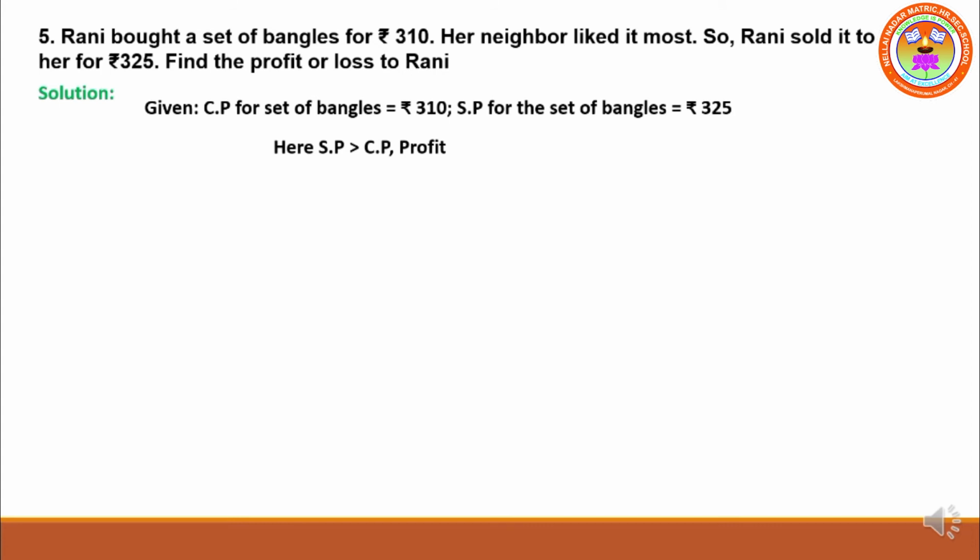So what is the formula for profit? Profit is equal to SP minus CP. Now substitute the values of SP and CP in the formula. That is equal to 325 rupees minus 310. So when I subtract these two values, the answer will be rupees 15, which is the profit. So I have to write the answer as, therefore profit to Rani is rupees 15. Understood, children? Very good.